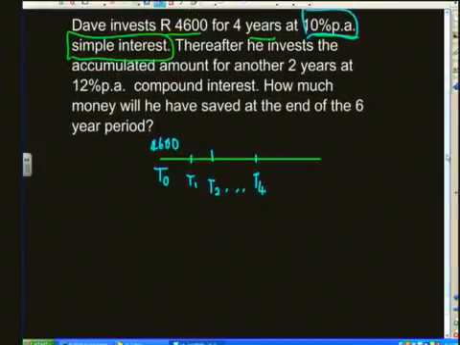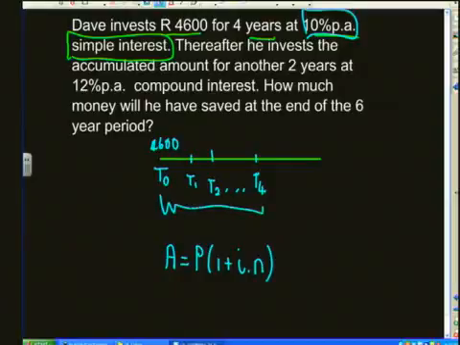Now, guys, remember, if they're talking about simple interest, we need to note that the formula we're going to be using is our simple interest formula, 1 plus i times n. So that's what we're using for the first 4 years, and you've been told that the interest rate in those 4 years is 10%. So we'll write the decimal form of that. We do 10 divided by 100, and you get 0.1. So the interest rate at work for the first 4 years is 10% simple interest.